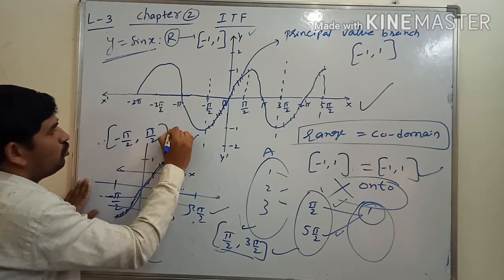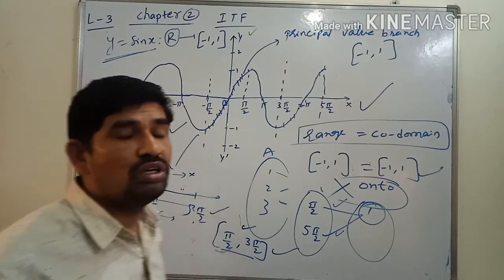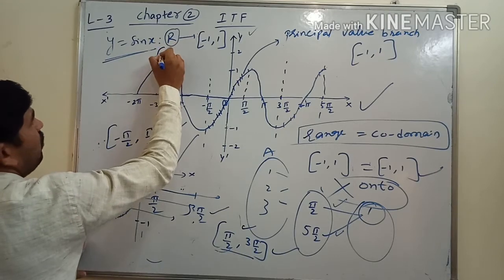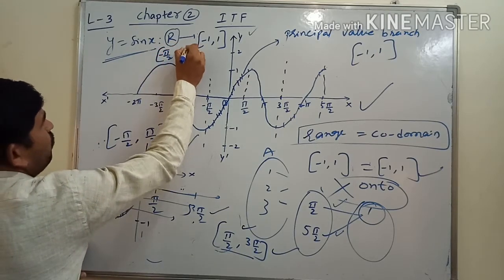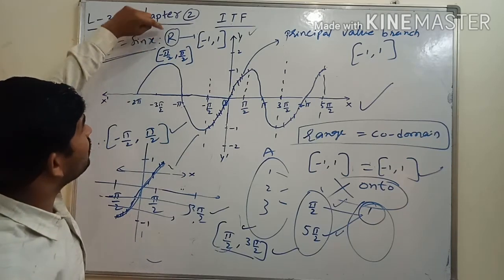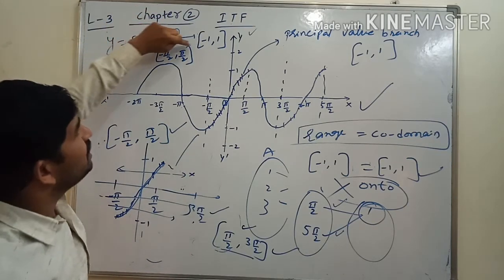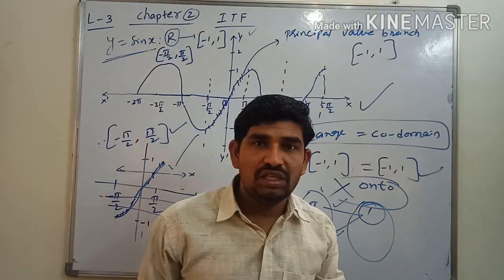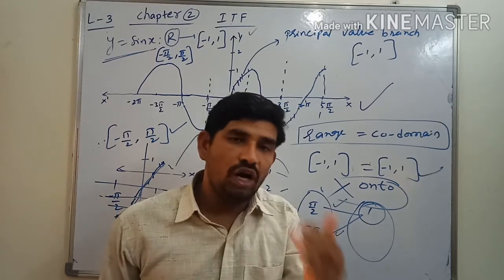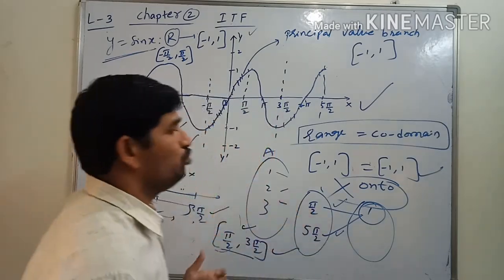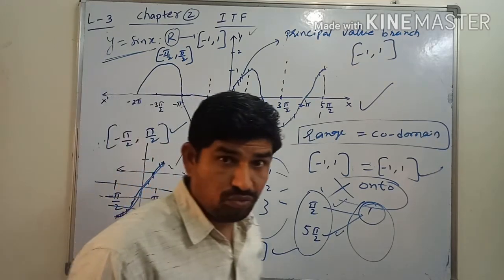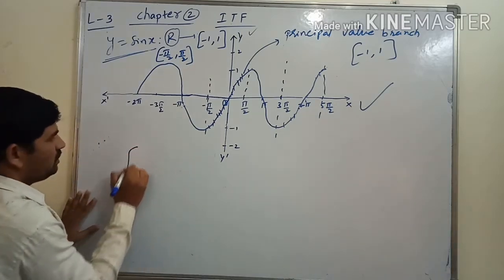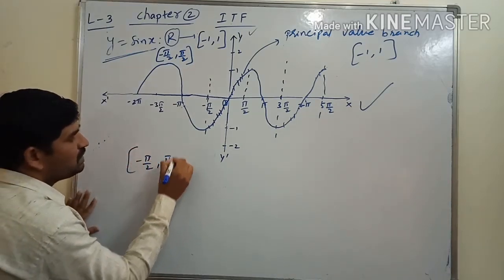In between minus pi by 2 to pi by 2, definitely the sine function is giving 1-1. So now I will write in place of R, minus pi by 2 to pi by 2. If we write the domain as minus pi by 2 to pi by 2, and in place of the codomain minus 1 to 1, then definitely the sine function is giving the result that it is 1-1 and onto also. So 1-1 and onto means the function is bijective. See, I will say this is the principal branch. Which is the principal branch here? Minus pi by 2 to pi by 2 is the principal value branch.